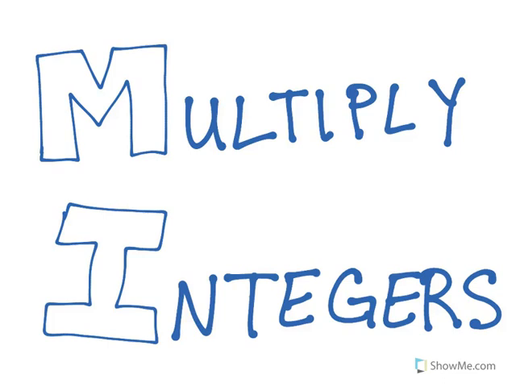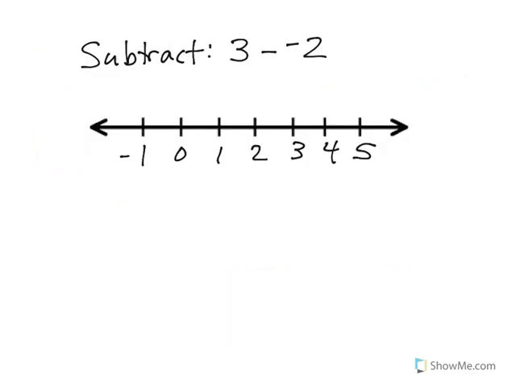Let's multiply some integers, shall we? Now, you might say, you just said multiply and now you're showing subtraction. Yeah, I know, because I want to talk about this. So here's the thing. When we're talking about integers, we're talking about a basic number line, positives, negatives, including 0.